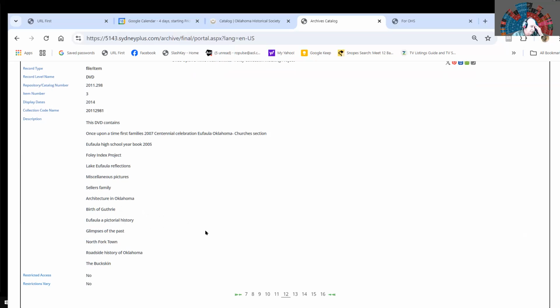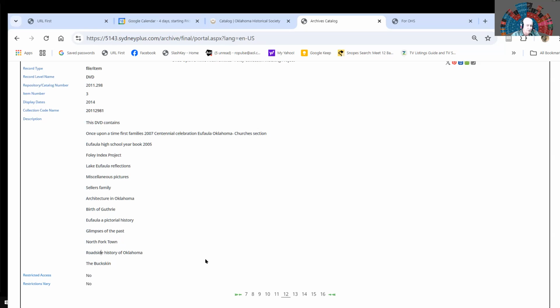Eufaula picture history. This is probably the only documentation of this book that exists for the future. The book was done in a format that has not been upgraded to current data formats. It's one of those things where the format didn't move forward and the data's lost. Glimpses of the Past has excerpts from another book that's on that. North Forktown is a publication called North Forktown that was done by one of the historians. So that's the entire scan of the whole book.